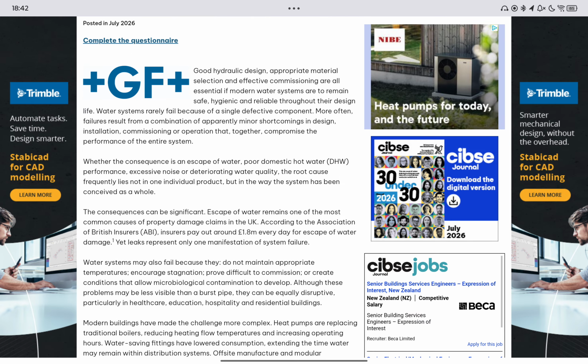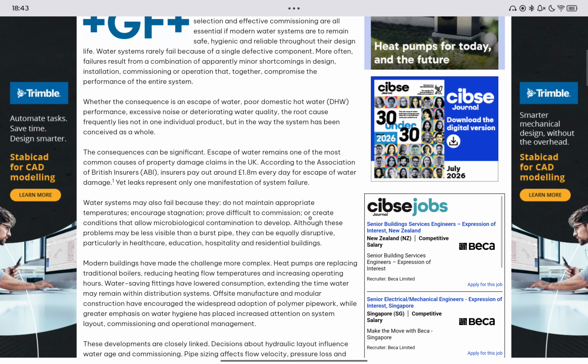Whether the consequence of an escape of water, poor domestic hot water or DHW performance, excessive noise or deteriorating water quality, the root cause frequently lies not in one individual product, but in the way the system has been conceived as a whole. The consequences can be significant. Escapes of water remain one of the most common causes of property damage claims in the UK. According to the Association of British Insurers, or ABI, insurers pay out around £1.8 million every day for escape of water damage, yet leaks represent only one manifestation of system failure.